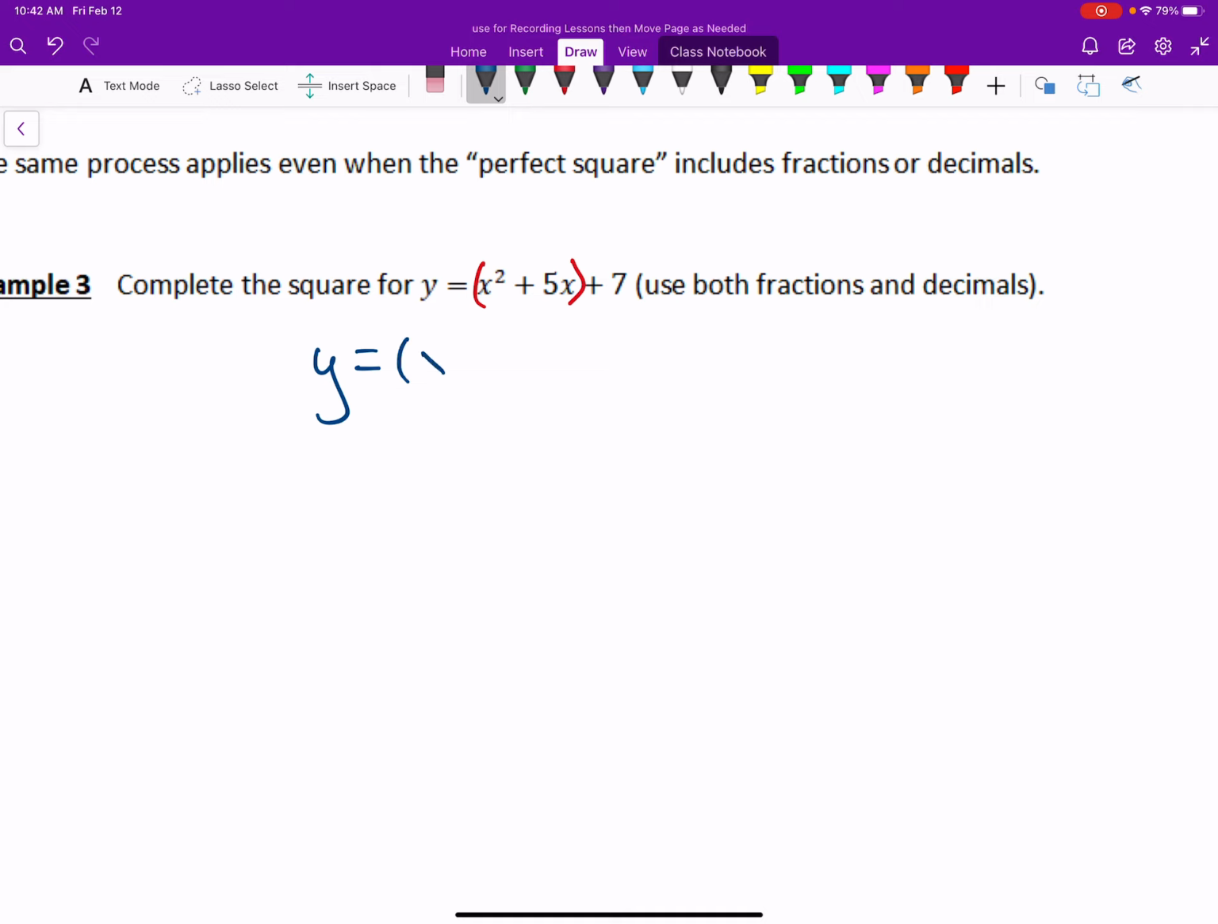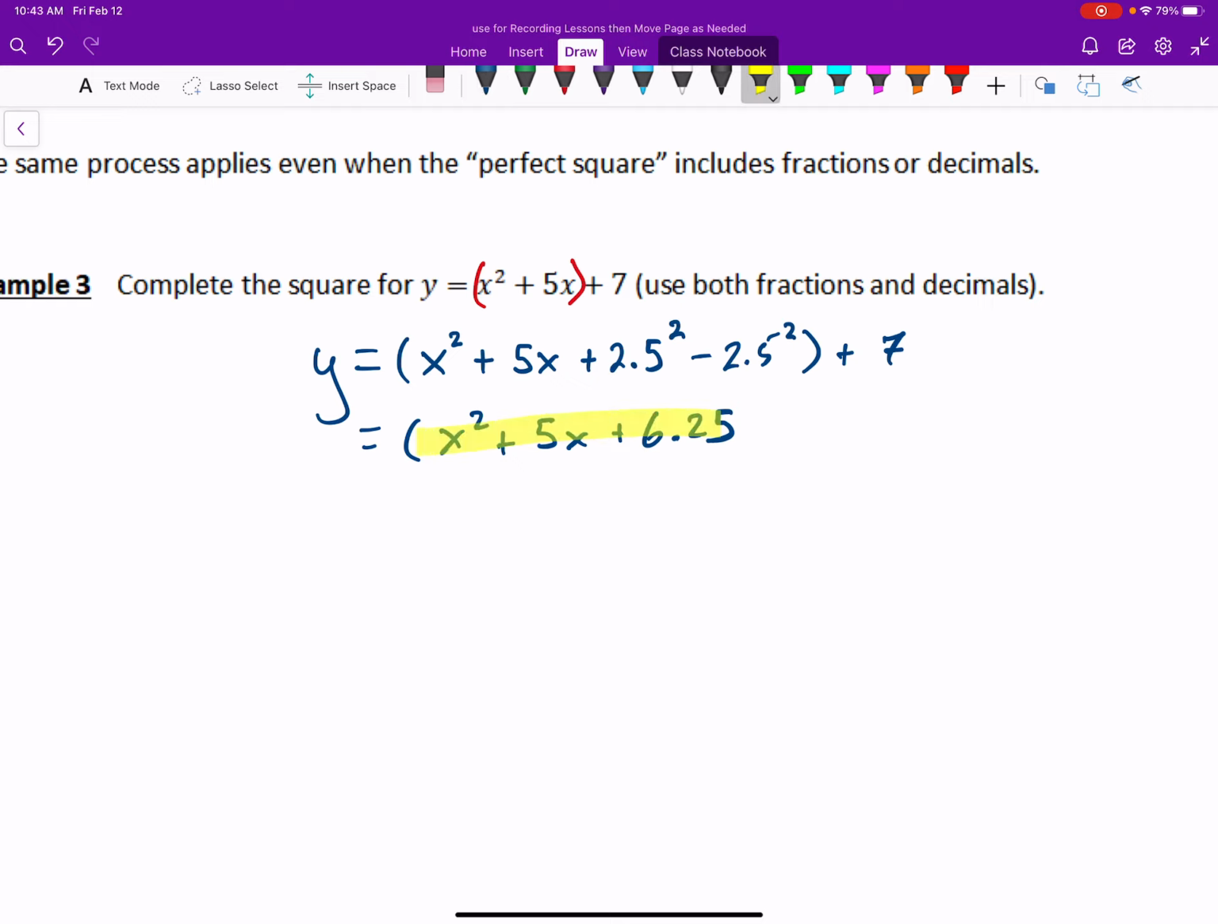So I'm going to take half of 5. Half of 5 is 2.5, right? I'm going to write it out like this, 2.5, and I'm going to square that because that's where I make my perfect square. I'm going to add 2.5 squared. I'll actually square it in a moment. But I'm also going to subtract that 2.5 squared again because we add and subtract the same thing. And when I square 2.5, I get 6.25. So this is going to be my perfect square again. And I'm going to have to subtract 6.25.